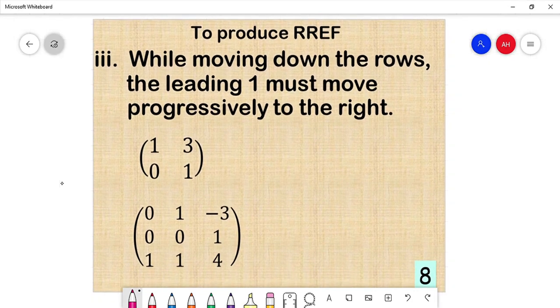For example, like the first matrix here, this is the leading one for the first row. This is the leading one for the second row. You see here, when we move down the row, the second row, the leading one is progressively to the right of the first leading one. I hope you understand what we mean. As we go down the row, the leading one must move progressively to the right.